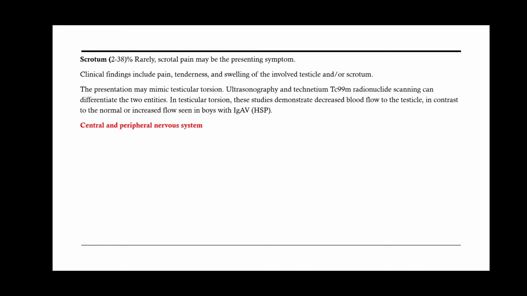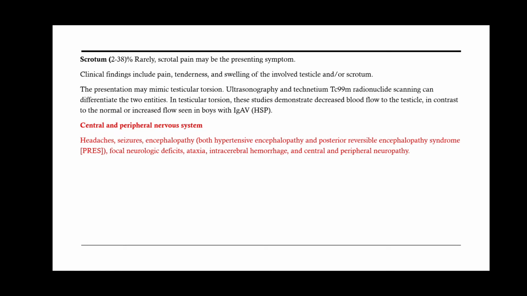Central and peripheral nervous system can be involved. It can manifest with headaches, seizures, encephalopathy, both hypertensive encephalopathy and posterior reversible encephalopathy syndrome, focal neurologic deficits, ataxia, intracerebral hemorrhage, and central and peripheral neuropathy. Most of the CNS findings are transient, except for occasional permanent sequelae associated with hemorrhagic stroke.